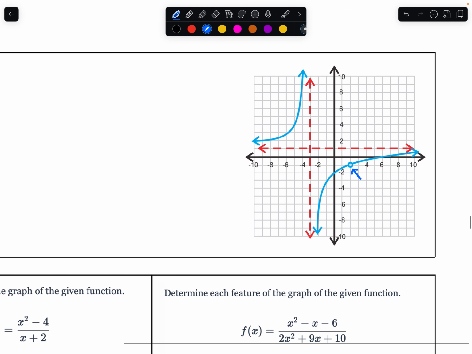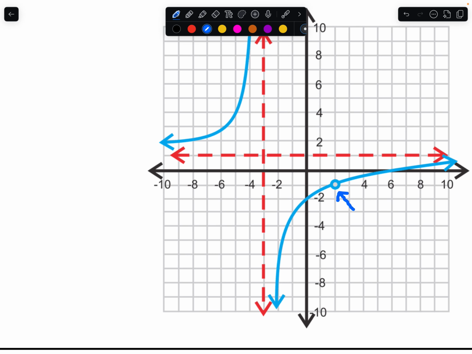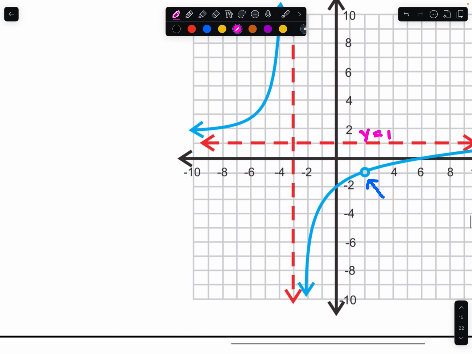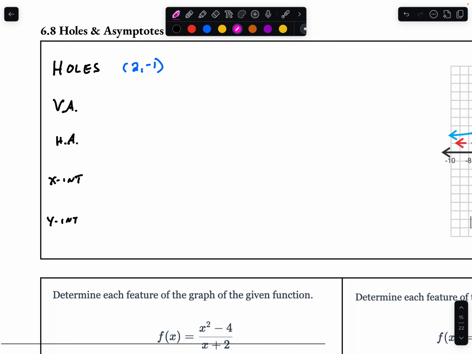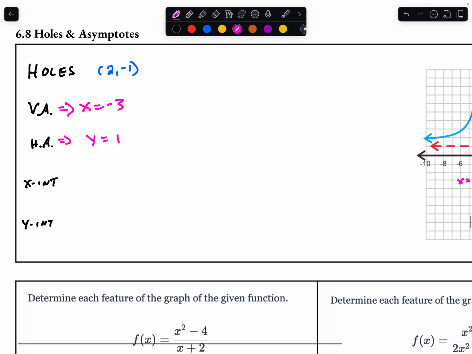And now what else can we see here? We can find our horizontal asymptote at y equals 1, and then our vertical asymptote at x equals negative 3. So those are our two asymptotes visually. We've got a vertical asymptote at x equals negative 3, and then our horizontal asymptote at y equals positive 1.